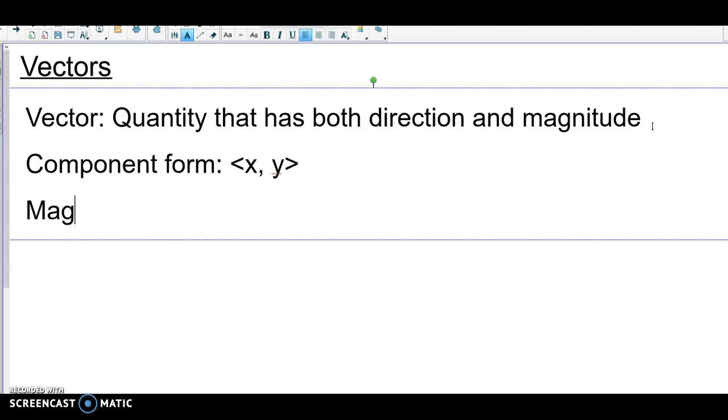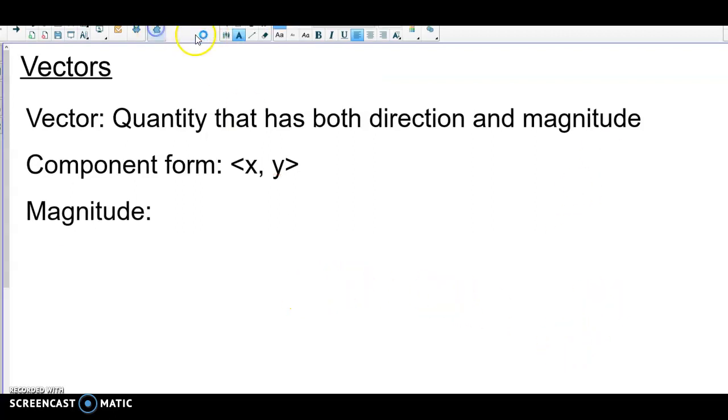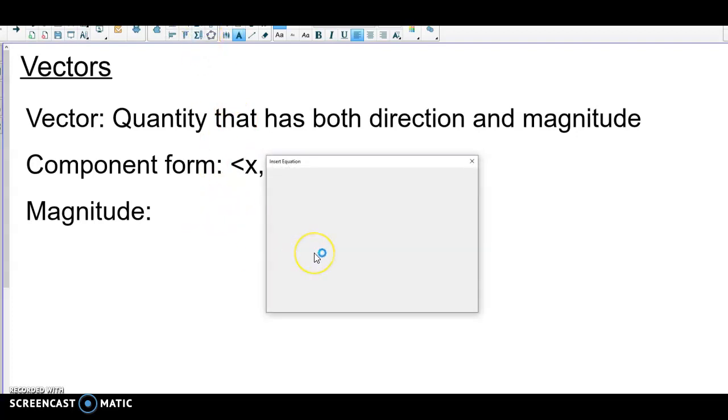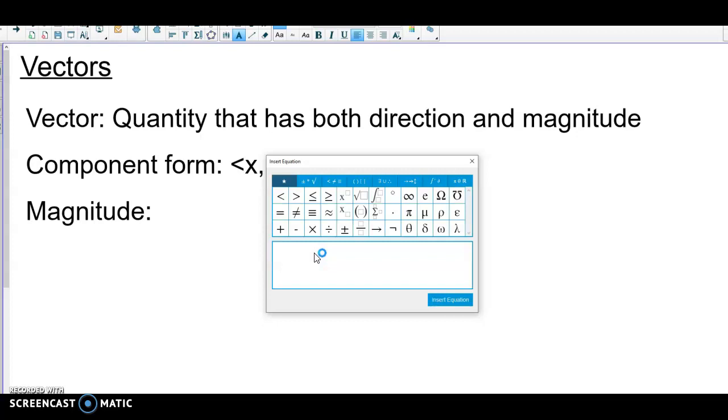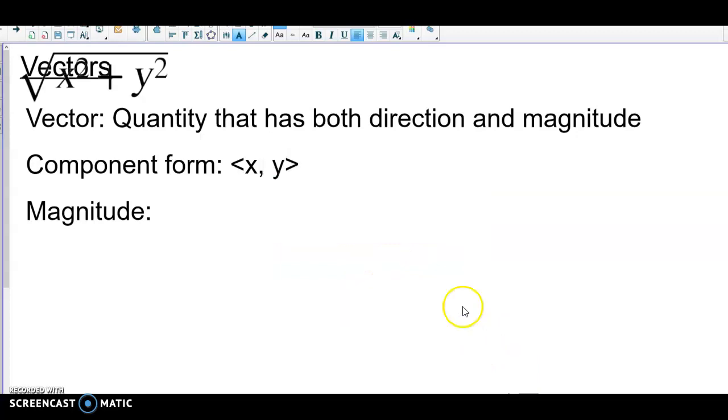The magnitude is represented with the square root of x squared plus y squared. Sorry, shouldn't give you dead air there. Just trying to do this at home. Doesn't always work the greatest at home. But anyways, we have x squared plus y squared for our magnitude.